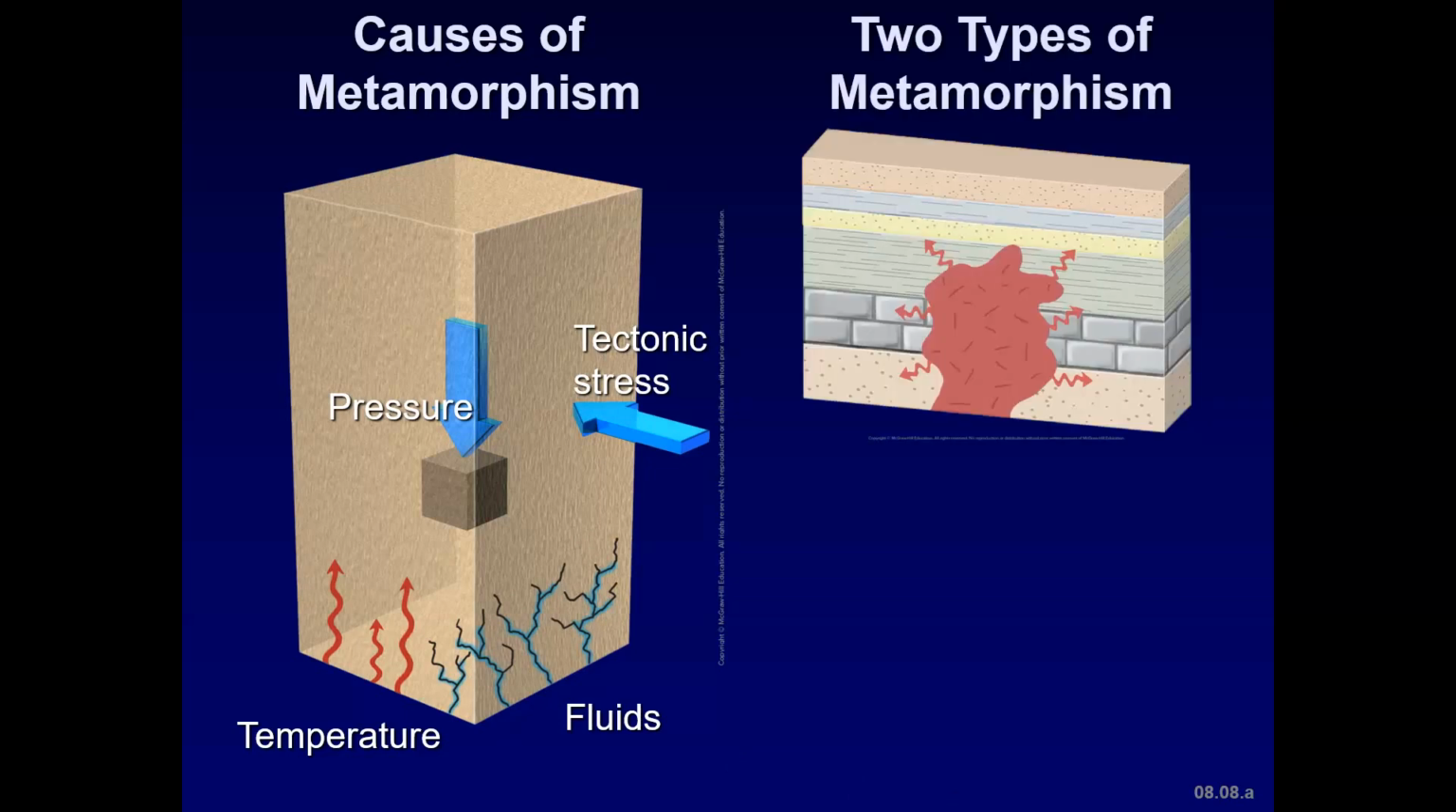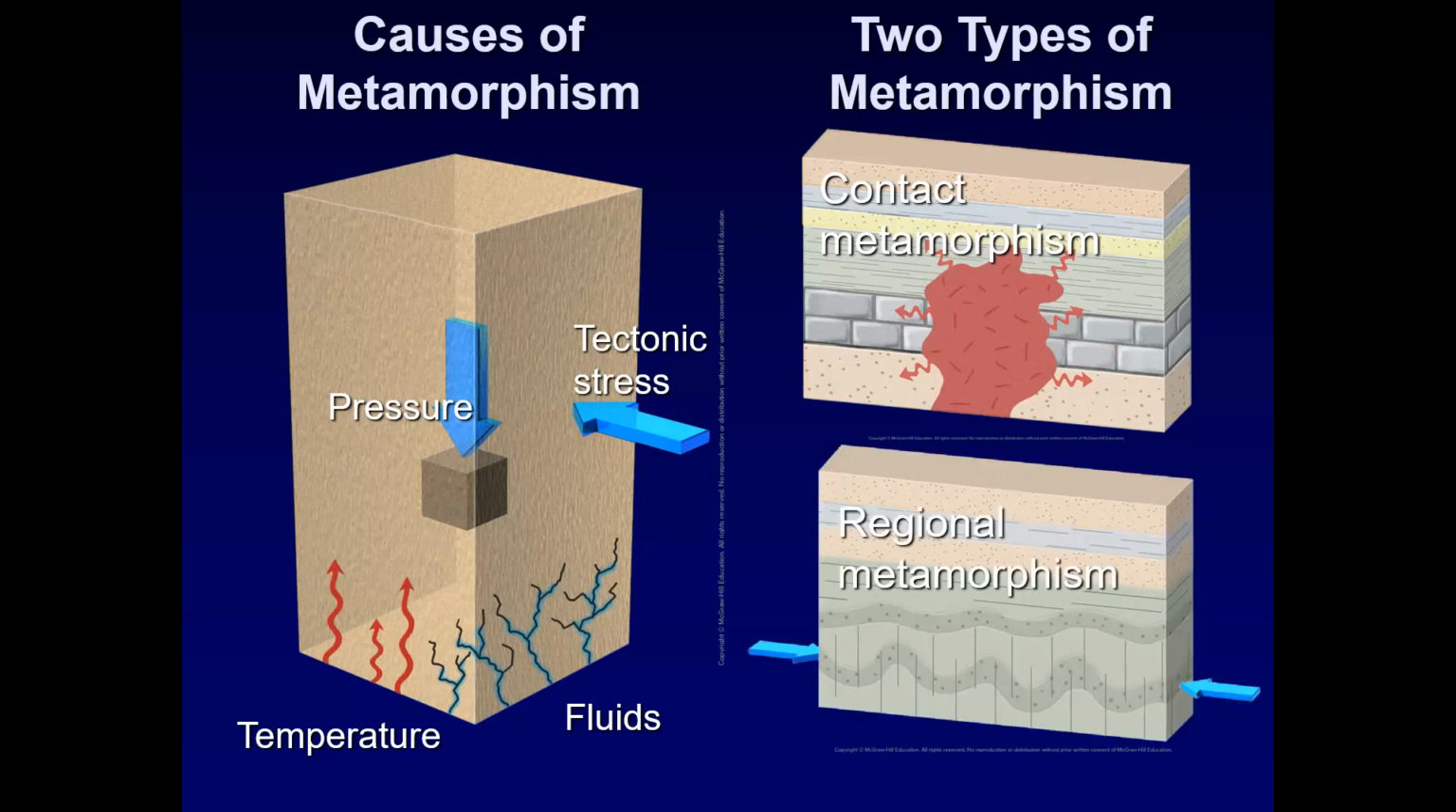And there's two basic types of metamorphism. First off, contact metamorphism. Heating near contacts of igneous intrusions would result in contact metamorphism. And then there's regional metamorphism. That's going to be a larger area typically. We have burial, heating, and stress resulting in regional metamorphism across a large area of rock.